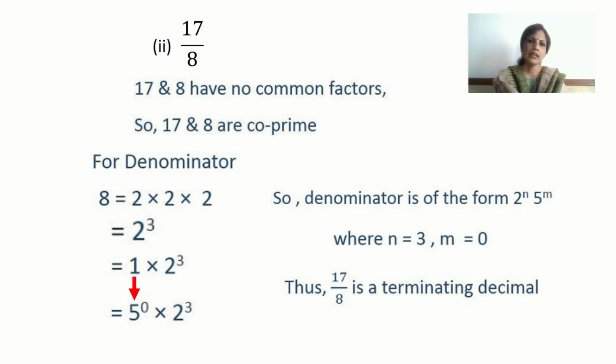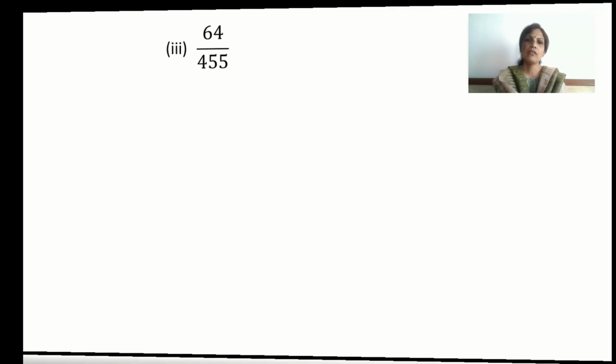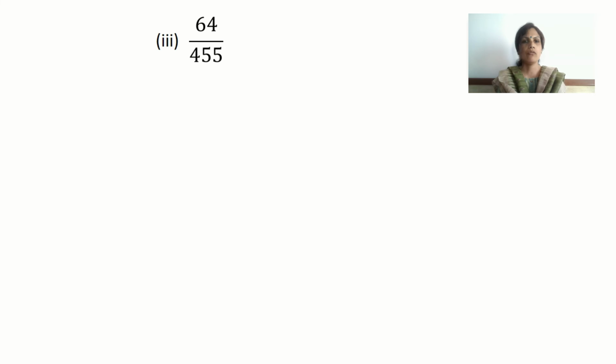Alright, so I think it's very easy to understand. There is nothing hardcore to understand the sum. It's very simple, and such type of sums may come for 1 mark in the exam. Let's go ahead and solve the next sum. So the next fraction given to us is 64 upon 455. This is third sum, exercise 1.4, question number 1.